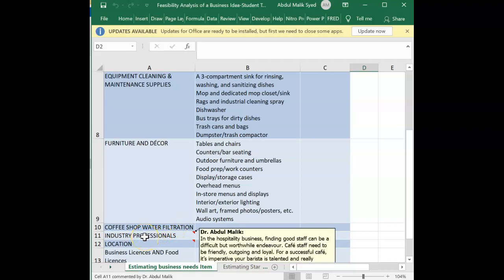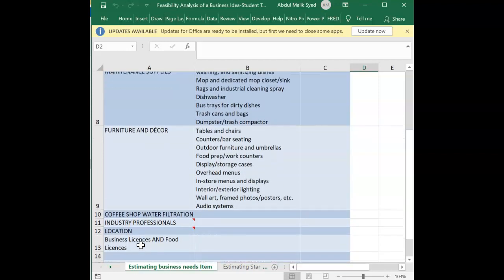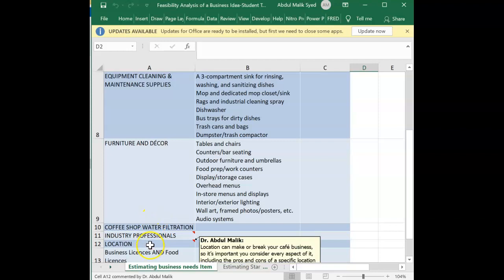And then you need to get in business people. That means you need to find good staff who are worthwhile, who already have the experience of managing a cafe. Okay, and another important thing is the location. The location can make or break any business which you want to launch. So it's important you consider every aspect of it, right? Including the pros and cons of a specific location.